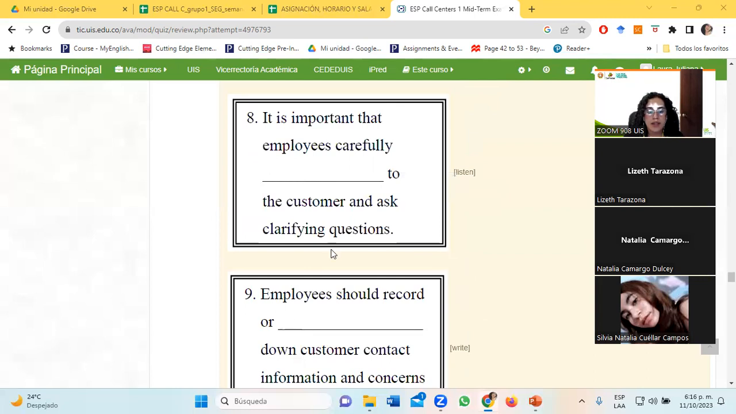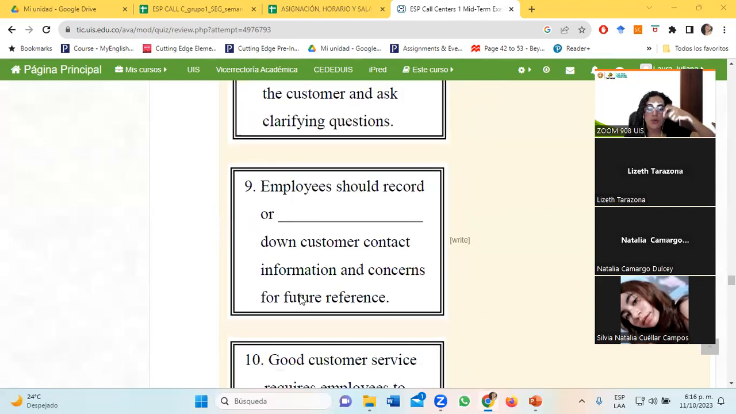Number 9, employees should record or write down. This is the meaning of record in this case. To have a record, like some notes, write down customer contact information and concerns for future reference. This could happen very often.